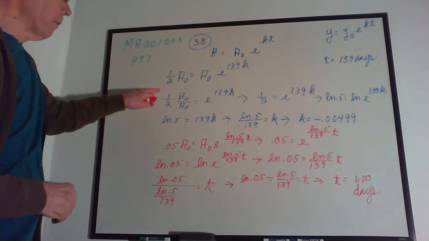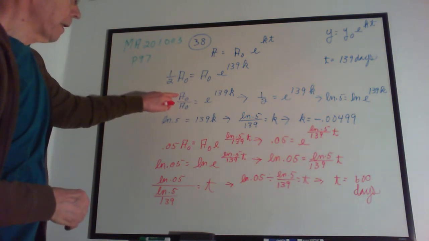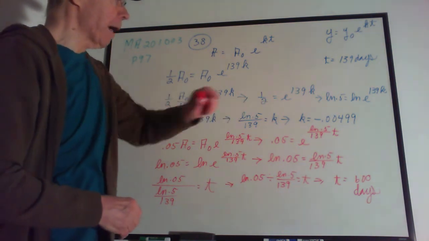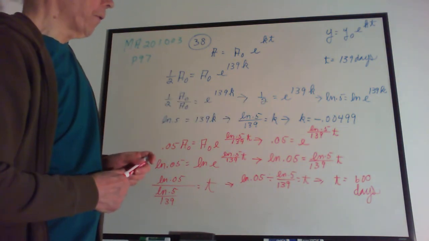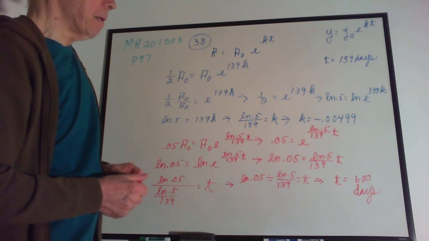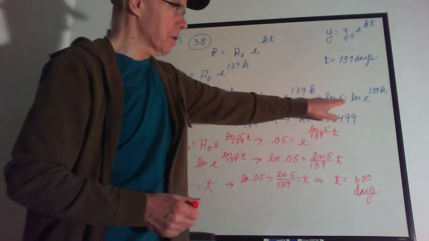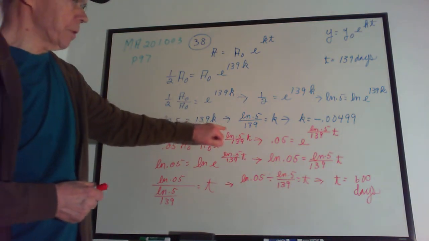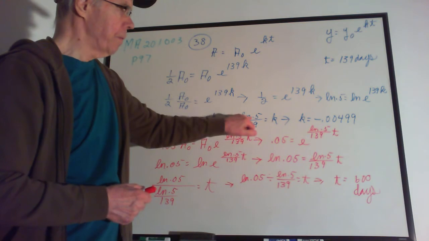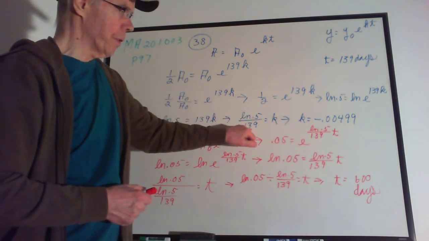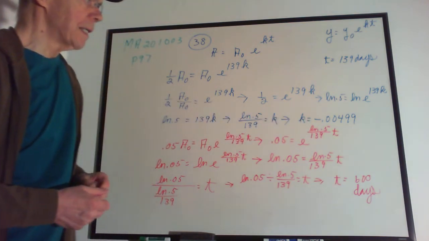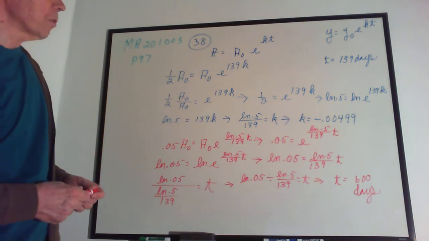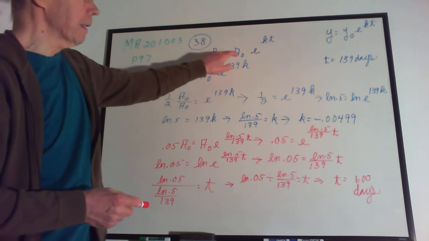All right, so I have 1/2 a sub 0 divided by a sub 0 equals this. So 1/2 equals e to the 139k. Take the natural log of both sides. I'll get 139k, which means k is equal to natural log 0.5 divided by 139. So k is equal to negative 0.00499. That tells me that this amount here is going to be less than that amount.